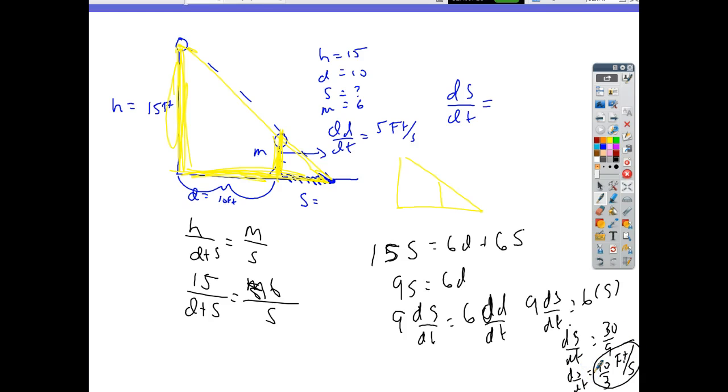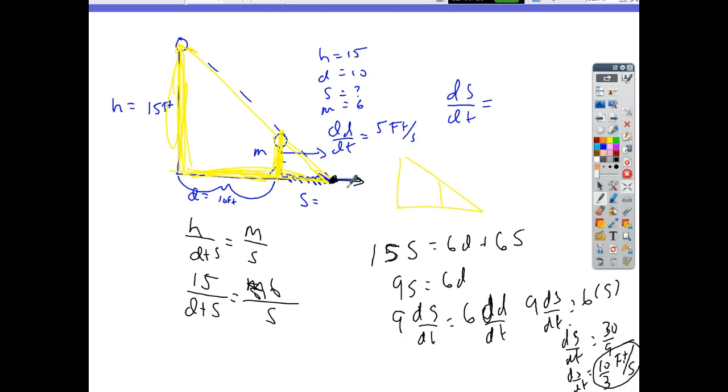Now, that was one of the 2 questions they asked me. The second question they asked me was this. They said, how fast is the shadow's tip moving away from the pole? That was actually A. We did B. Are you with me? Because the bell's going to ring in about 2 minutes.